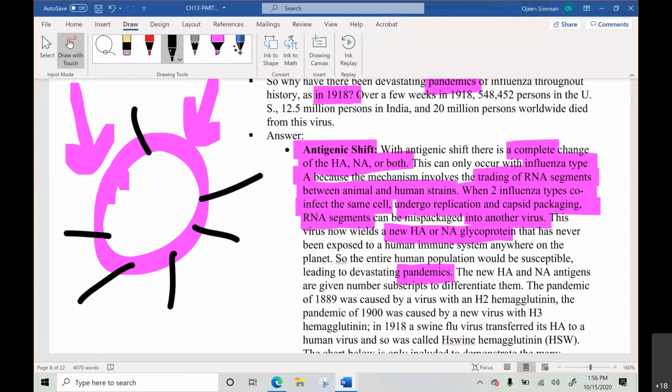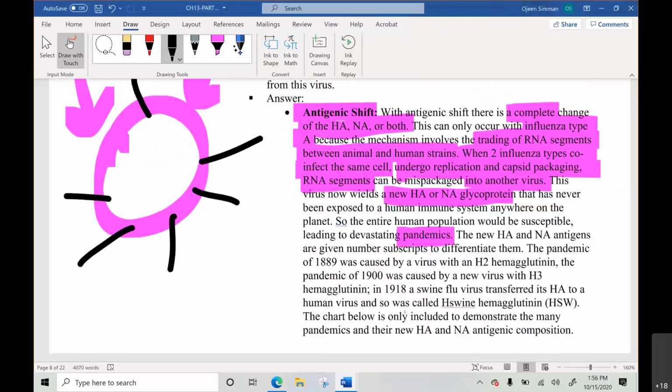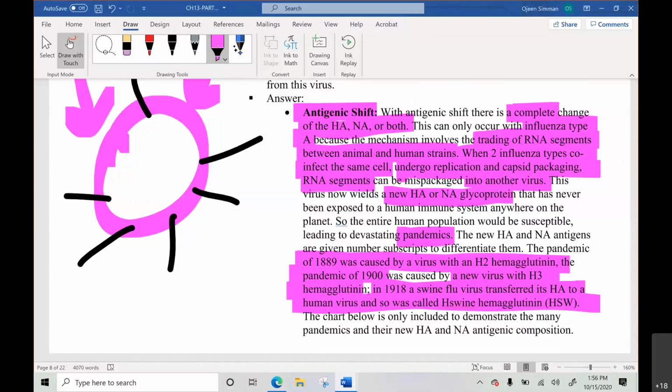So, the pandemic of 1889 was caused by a virus with an H2 hemagglutinin. The 1900 pandemic was caused by a new virus with H3 hemagglutinin. 1918 was the swine flu virus. This is when a swine flu virus transferred its hemagglutinin to a human virus. So that's why it was called the human swine flu virus.